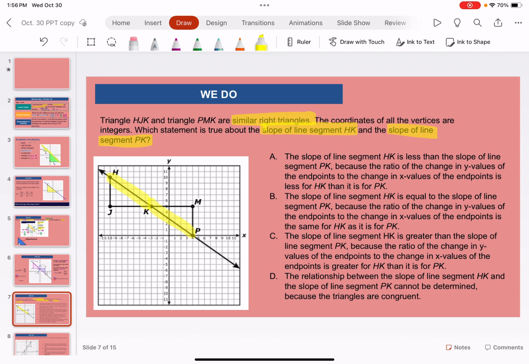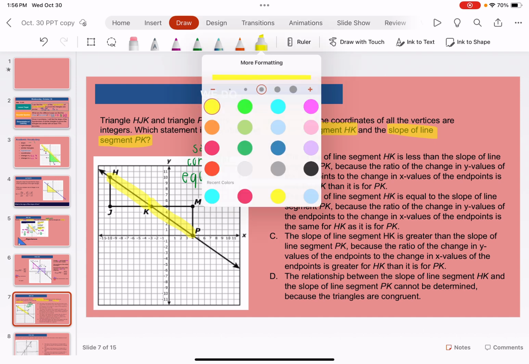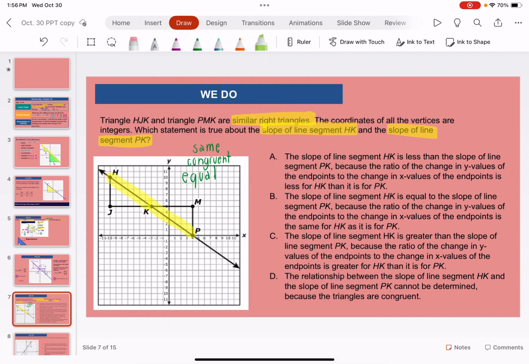Okay, so I know that the slopes of the hypotenuses of the similar right triangles are equal, right? Another word for that is congruent. Another word for that is the same. So now I'm looking for an answer choice that says that. Answer choice A says the slope of line segment HK is less than the slope of line segment PK because the ratio of the change in Y values of the endpoints to the change in X values of the endpoints is less for HK than it is for PK. So I know that's not true because we just said they're the same.